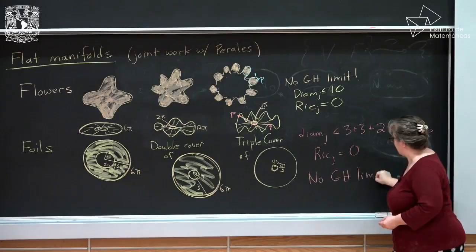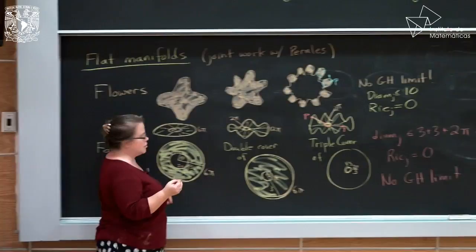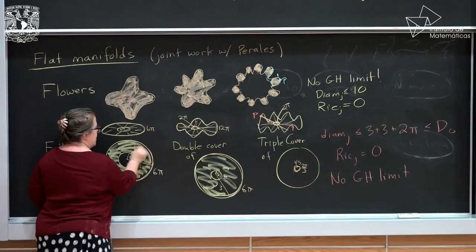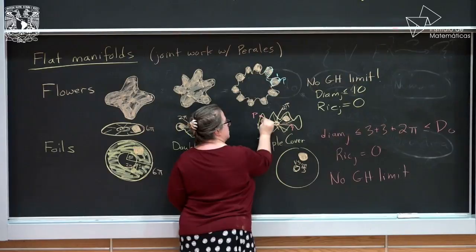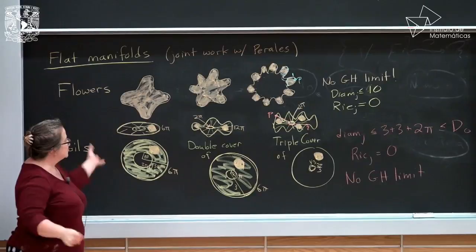Because again, we can make lots of balls that are disjoint. So you can draw a ball here. And it lifts to 1 copy. But if I draw the same size ball here, it has 2 copies. And if I lift the ball here, I'm going to have 3 copies. 1, 2, 3. So the number of balls is going up. We don't have that uniform bound on the number of balls. So there's no Gromov-Hausdorff limit.